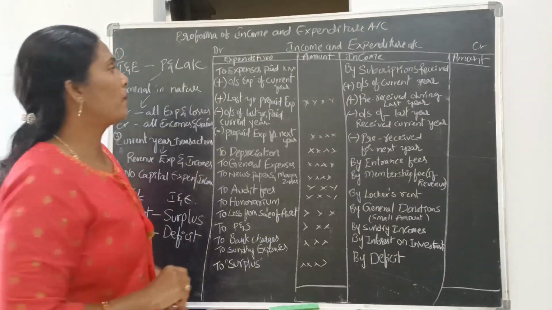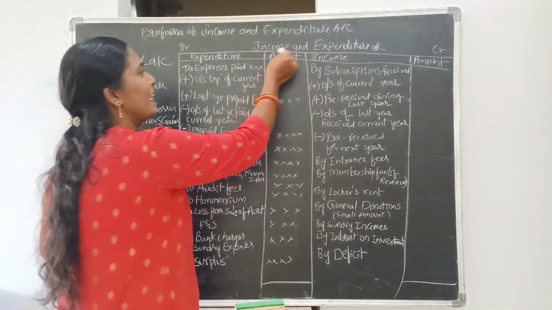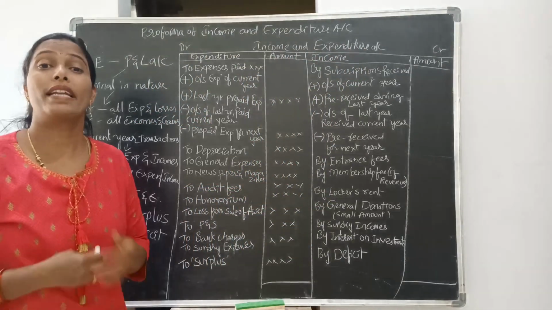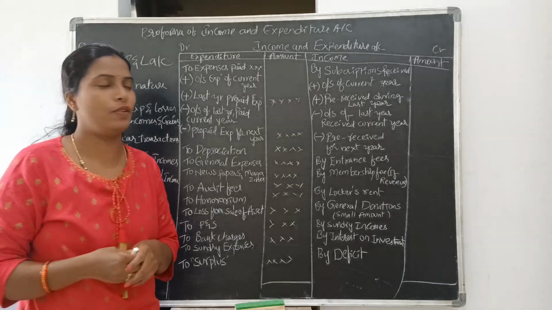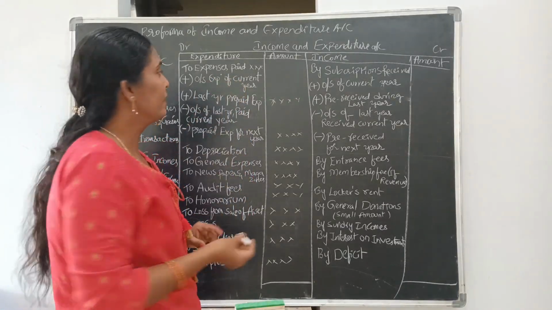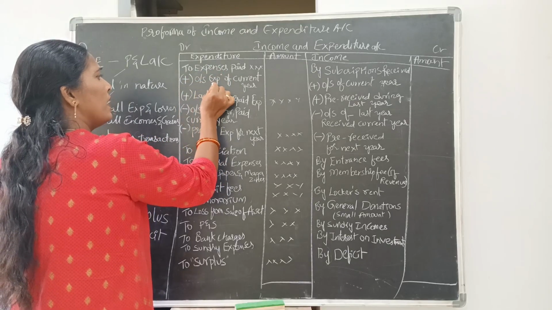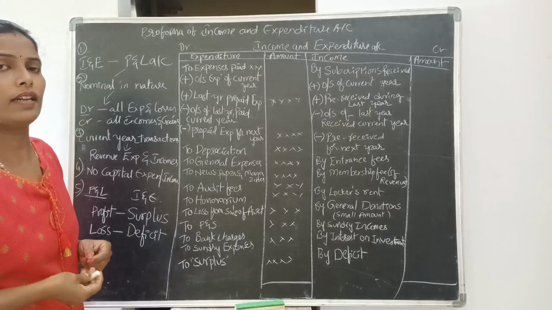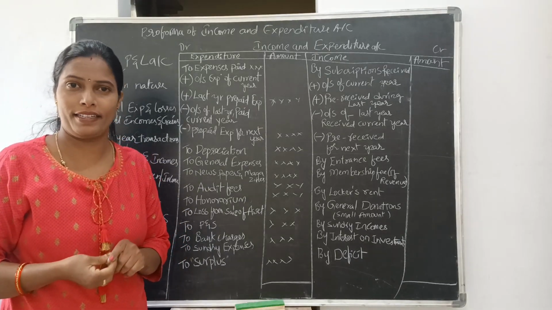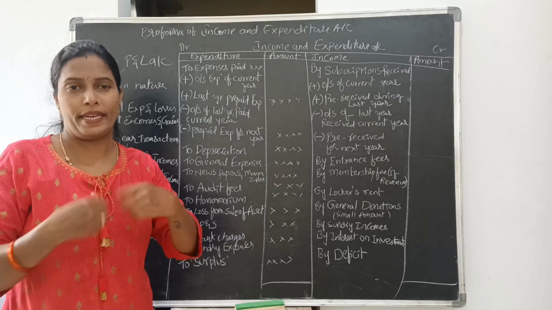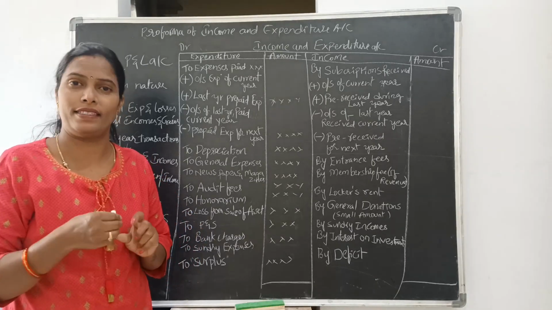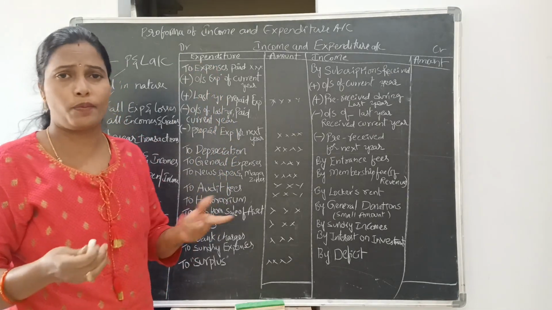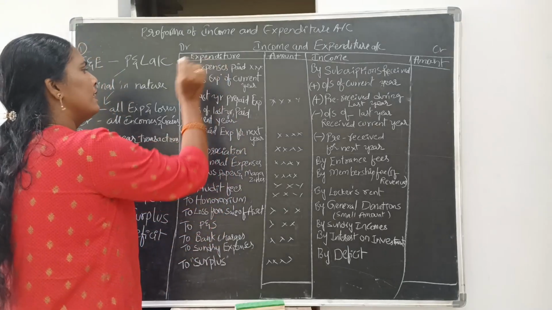So coming to the format of the income and expenditure account, first we'll start with the expenditure side. Whatever expenses are related to the NPO, we post on the debit side. Add outstanding expenses of the current year. Outstanding means payable. We need to pay this year, so those expenses we need to add to the concerned expense.